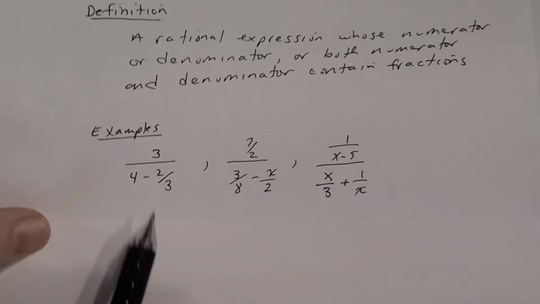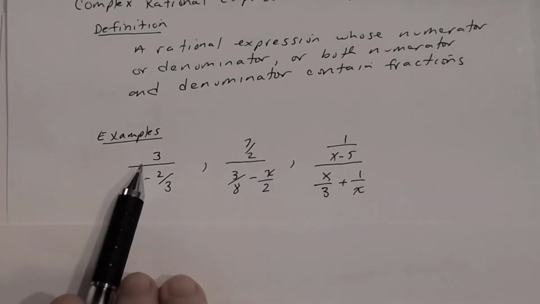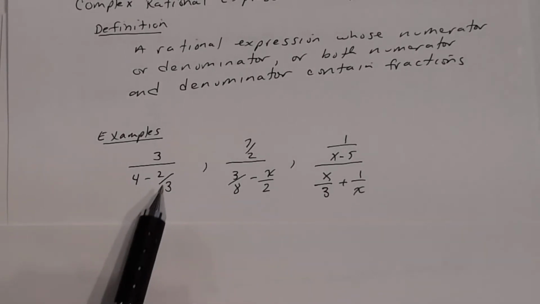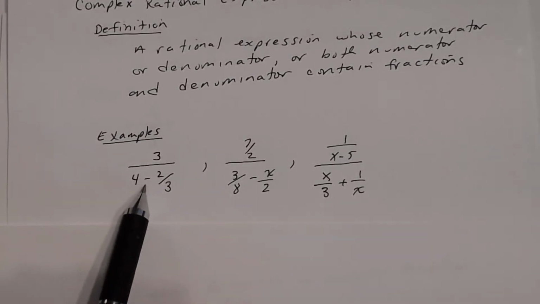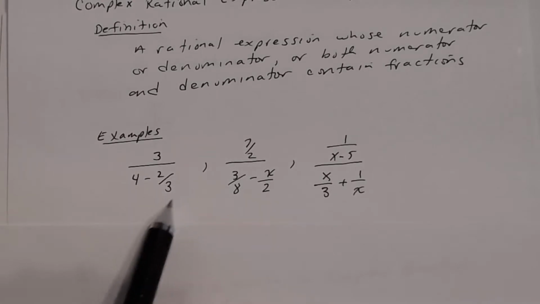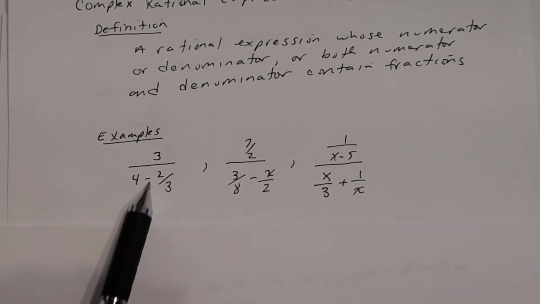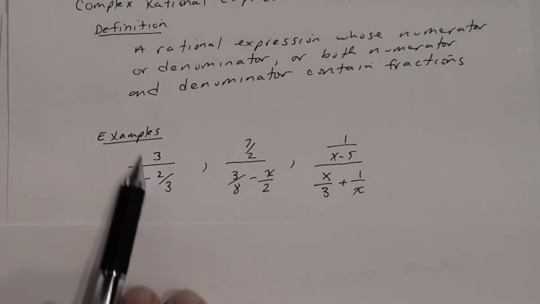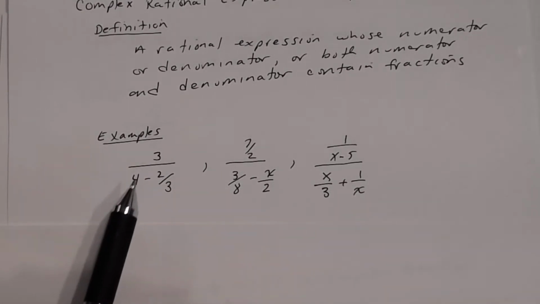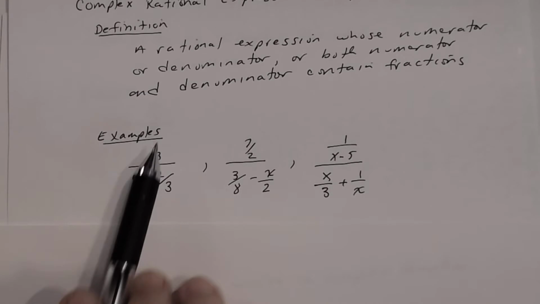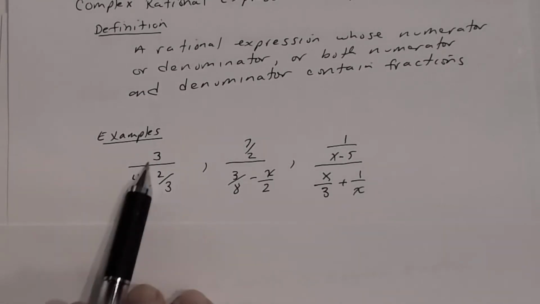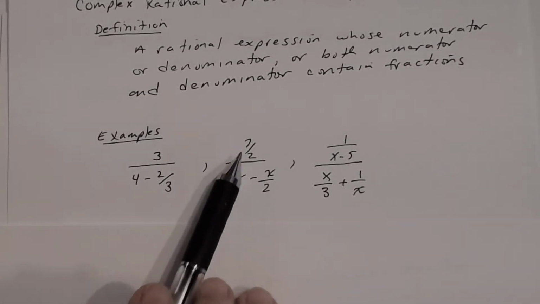All right, so notice that this is a complex fraction because the denominator here has a fraction in it. In fact, you can think of 4 as a fraction as well, couldn't you? Because that's 4 divided by 1. And then the same thing here, that's 3 divided by 1. So notice you have a fraction here, a fraction here, a fraction here. So here's another complex fraction.